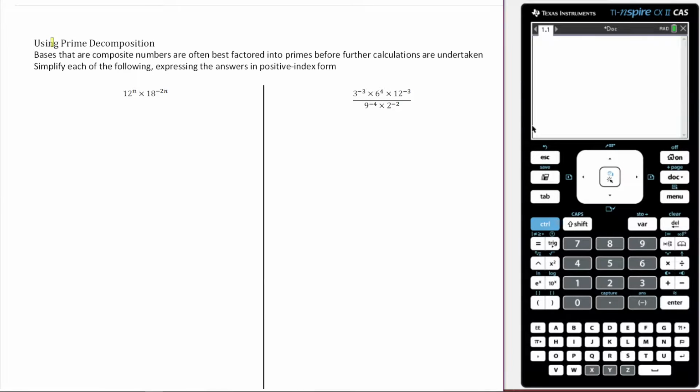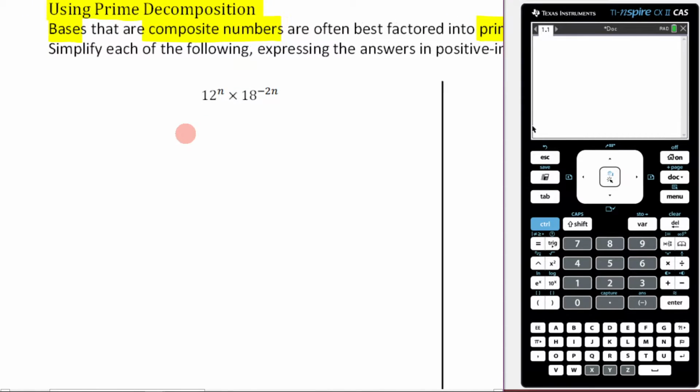We're now finally going to talk about using prime decomposition. So it says bases that are composite numbers are often best factored into primes before further calculations are undertaken. Simplify each of the following, expressing the answers in positive index form. So let's explore this by looking at our first example here.